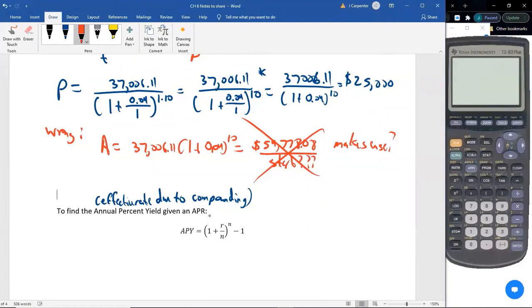Look at how similar this formula is. It's got that 1 plus r over n. It's got an exponent that's an n, but there's no t here.